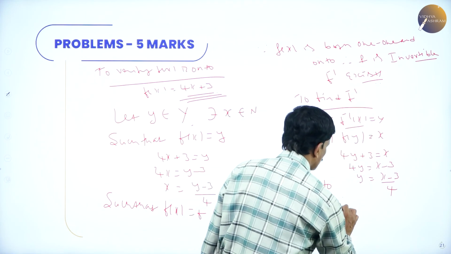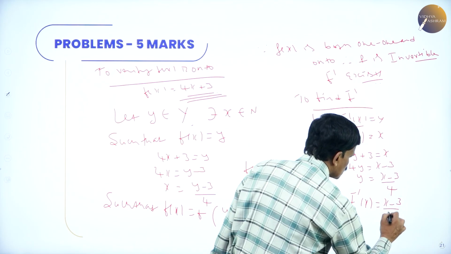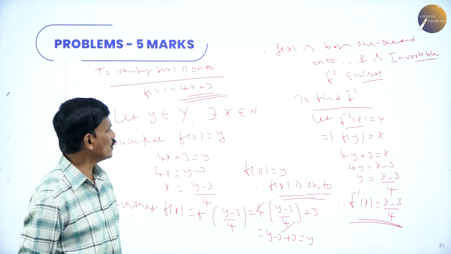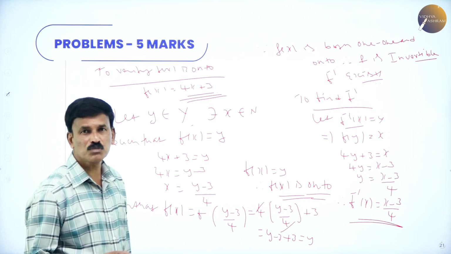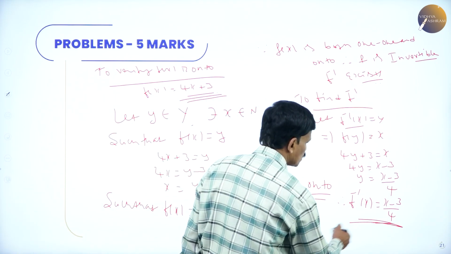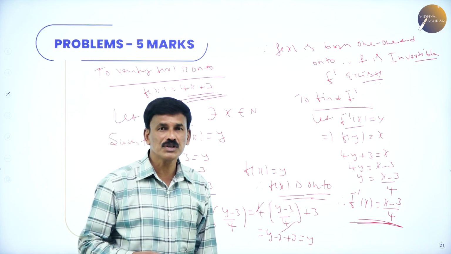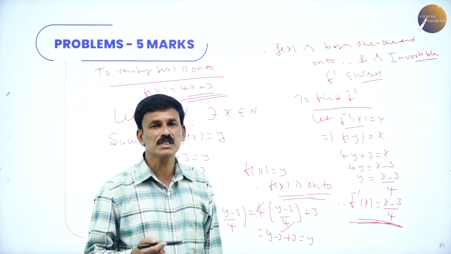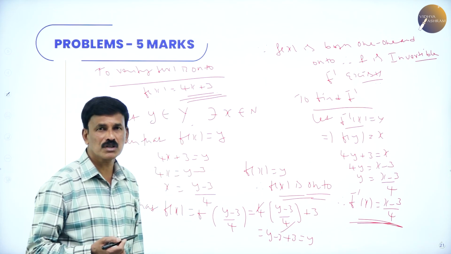So what is y? Y is nothing but f inverse of x. So therefore, f inverse of x is equal to x minus 3 divided by 4, is the inverse for the given function. That's it. Since the given function is both one-one and onto, bijective, therefore the inverse f inverse of x is equal to x minus 3 divided by 4. So this is how we are going to solve. The same problem can also be solved using g o f of x and f o g of y. Any method you can follow to solve this problem.